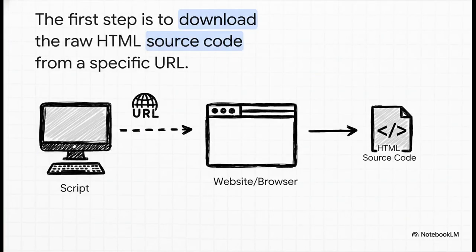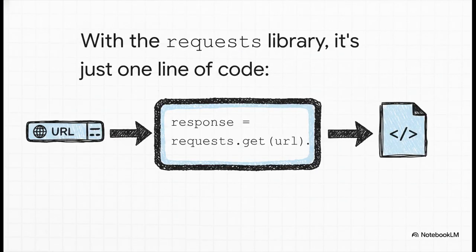Okay, first things first, you can't analyze what you don't have, right? So step one is simply telling our script to go to a URL and download all the raw HTML source code. It's the exact same thing your browser does behind the scenes every time you visit a site. And get this, look how ridiculously simple the code is. With that requests library I mentioned, fetching an entire page takes just one line. You give it a URL, and boom, it brings back all the content.